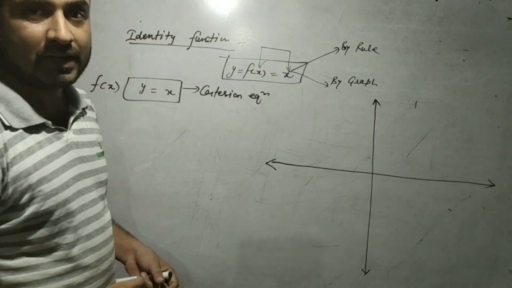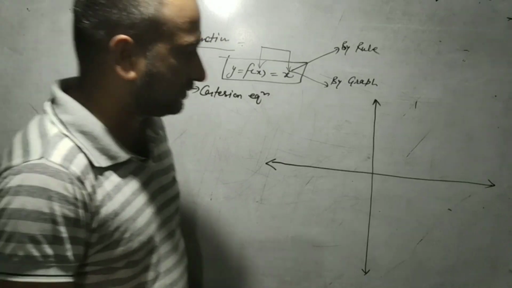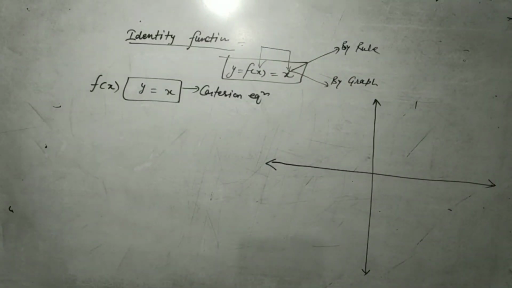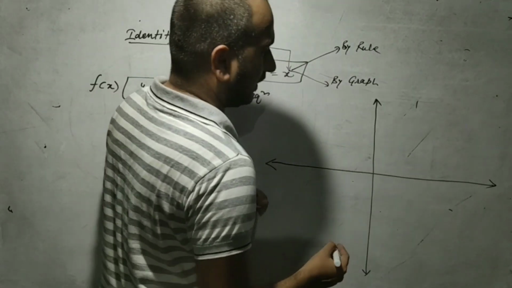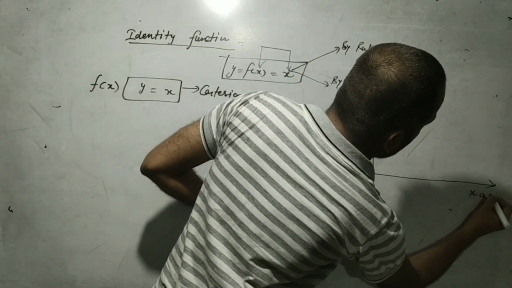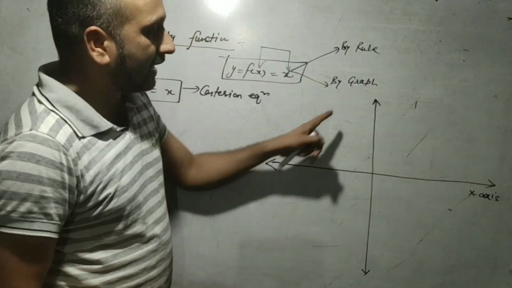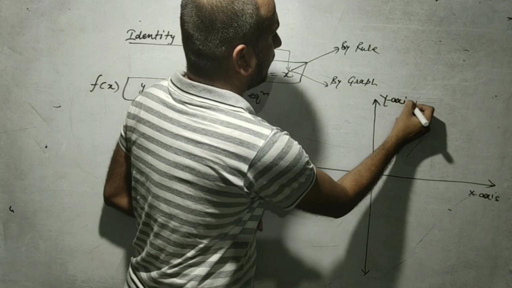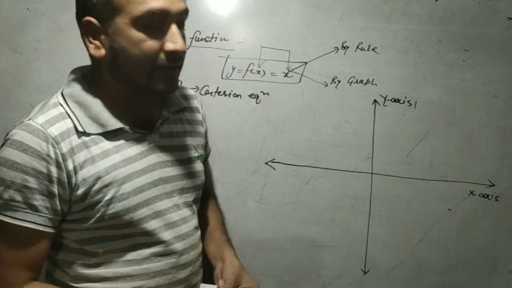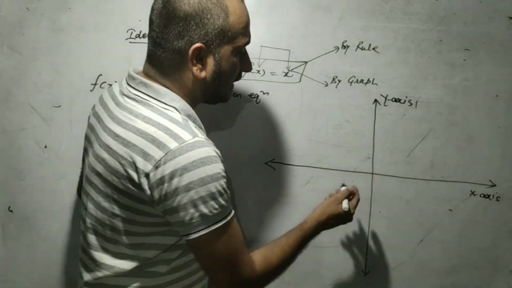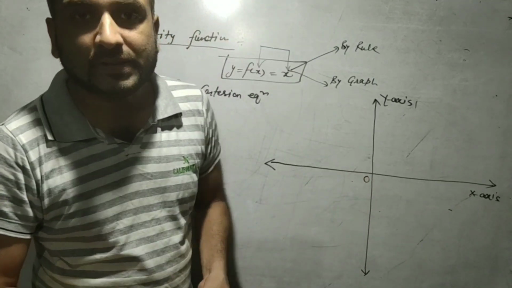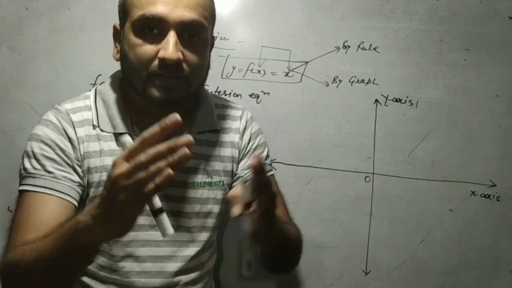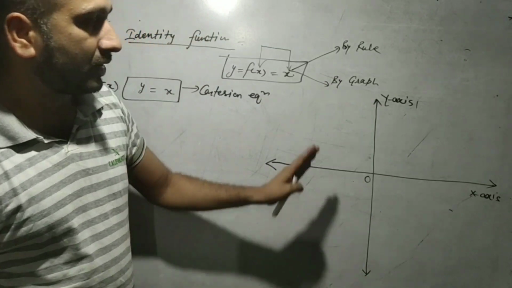Let me check whether my camera is working or not. Yes, there is no issue with the camera. This is the x-axis. This axis is known as the y-axis. Now students, the point where both axes intersect each other is known as the origin. The origin is the point from where the distances are marked.